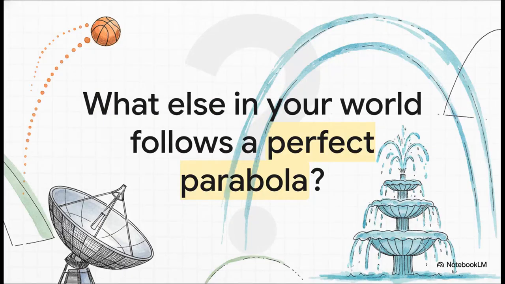So I'll leave you with this final thought. Now that you know the code, now that you can see and decode these parabolas, where else do you see them? I mean, look around. The path of a basketball as it goes for a swish? The shape of a satellite dish? The arc of water shooting out of a fountain? Once you know what to look for, you start seeing it absolutely everywhere.